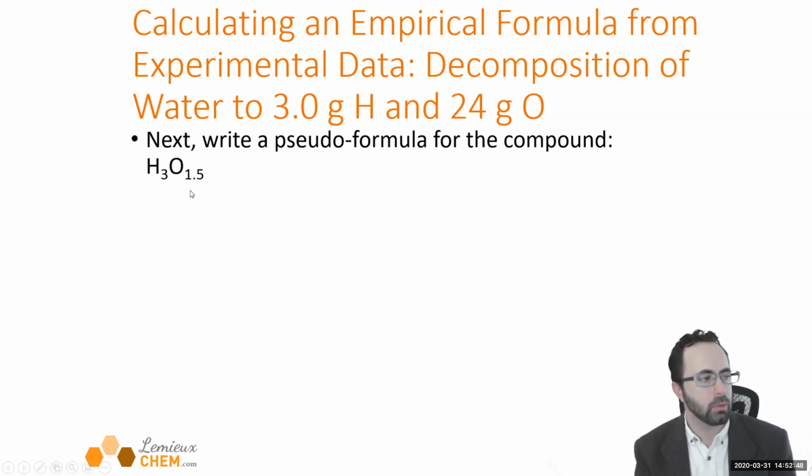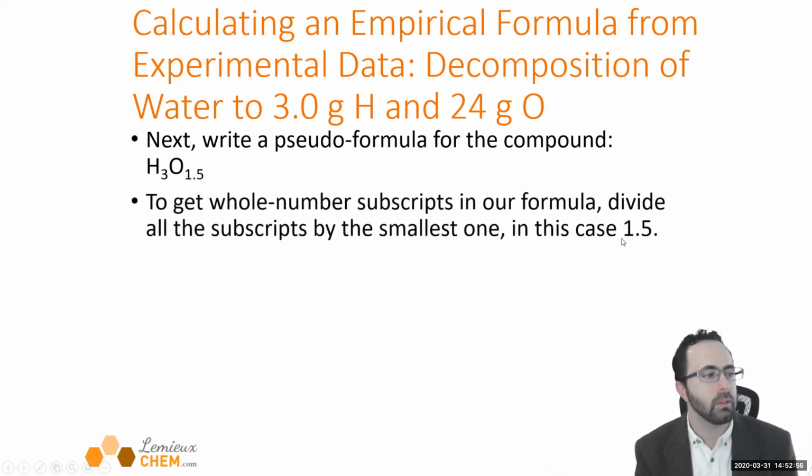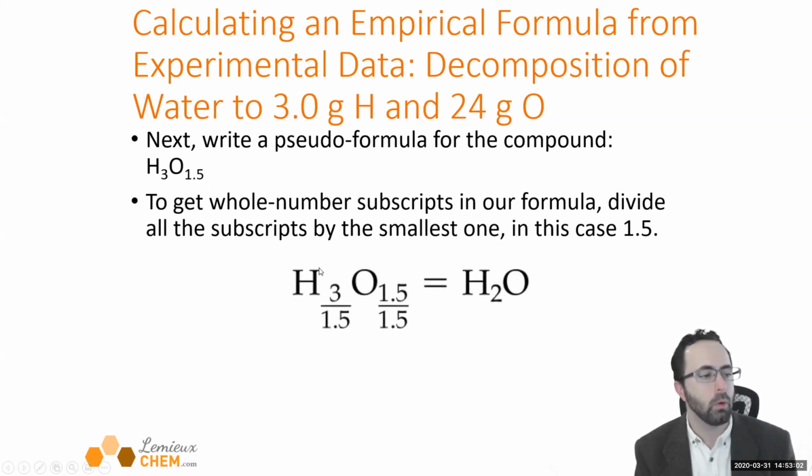like we would for subscripts for a molecular formula, but we have one more step. We're going to divide by whichever number is the smallest. So in this case, the smallest number is 1.5. So we're going to divide the 3 by 1.5 and the 1.5 by 1.5. And 3 divided by 1.5 is 2, and 1.5 divided by 1.5 is 1.